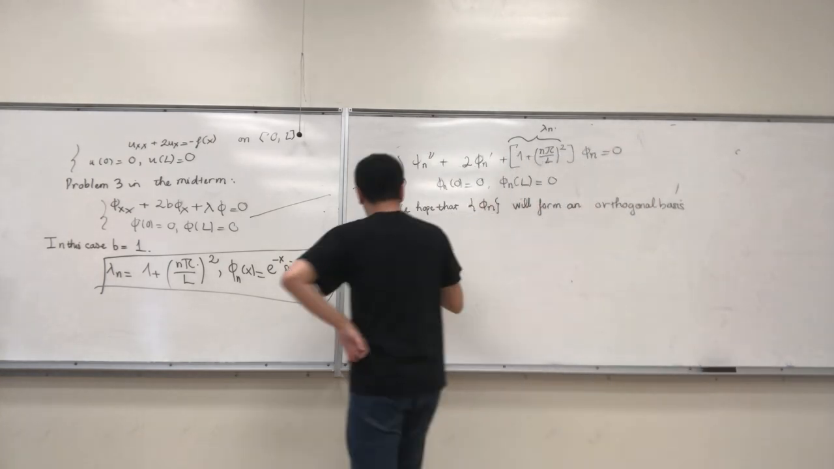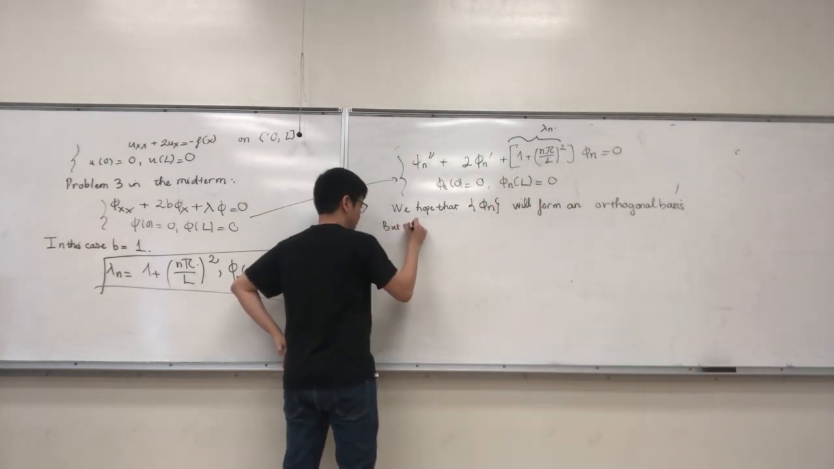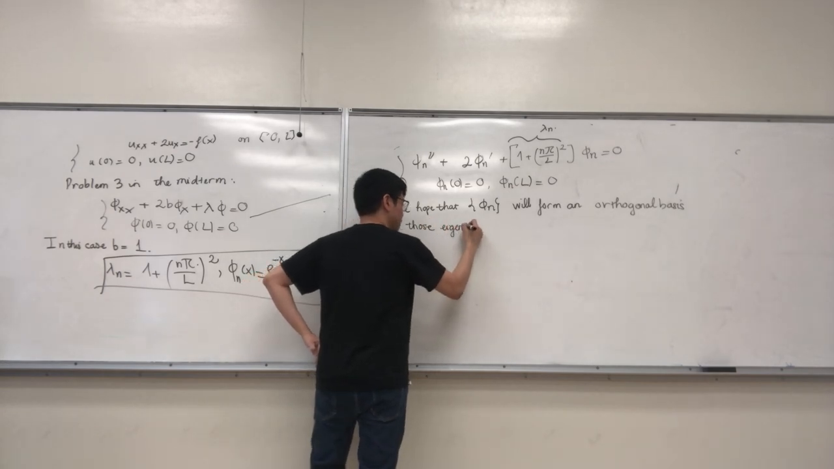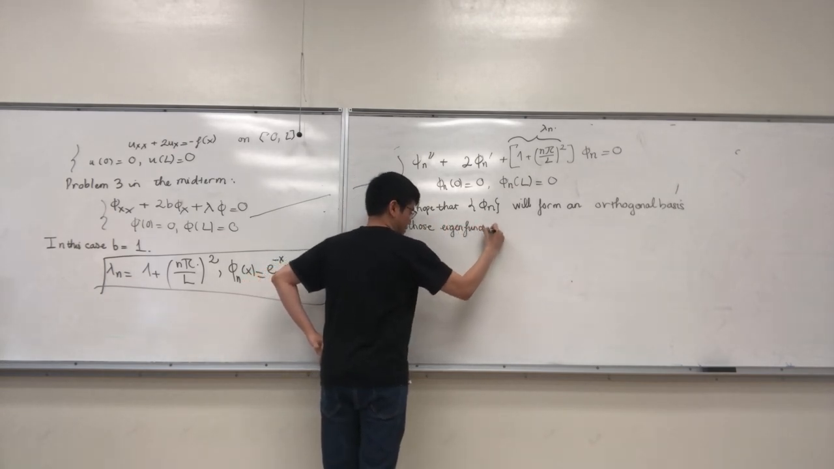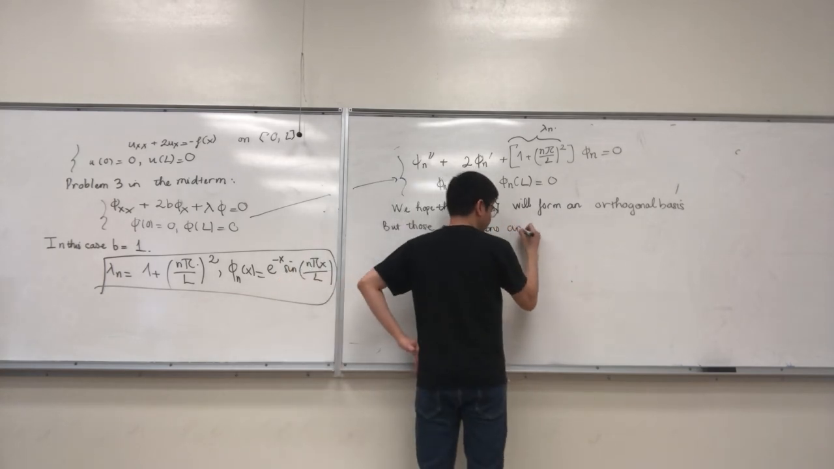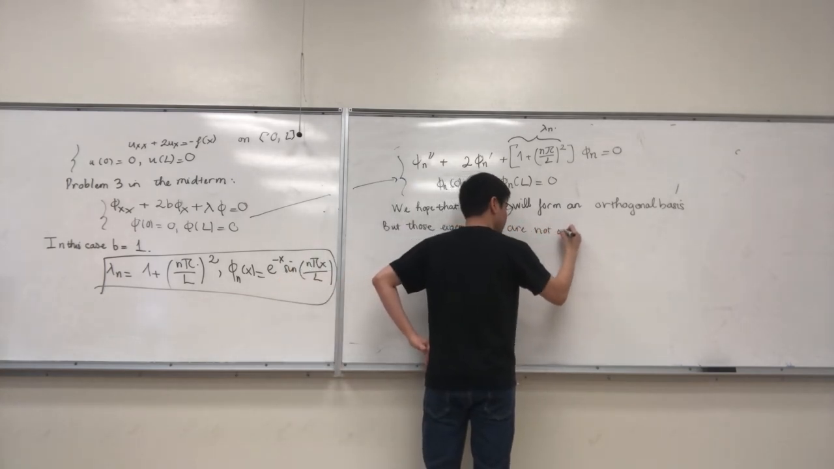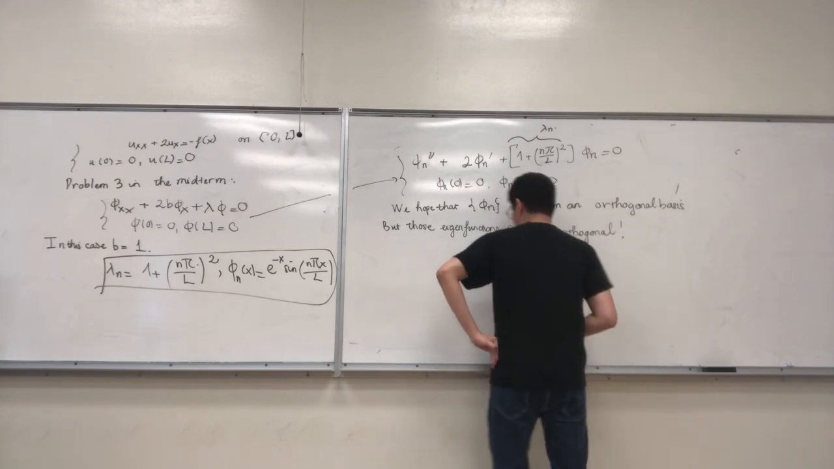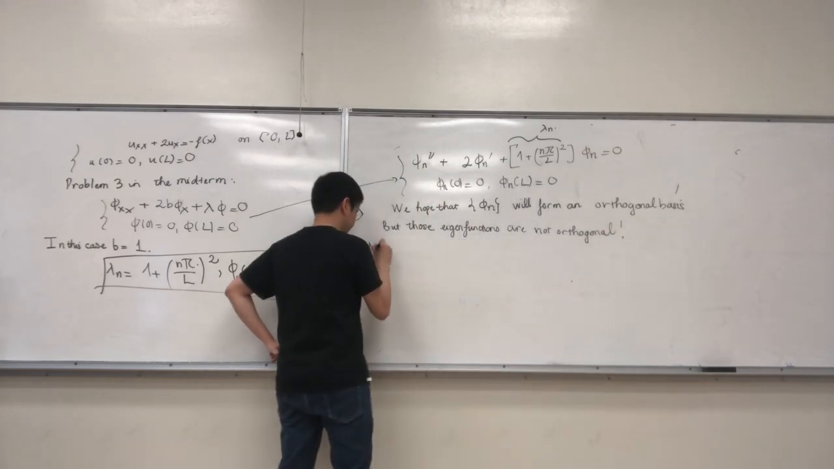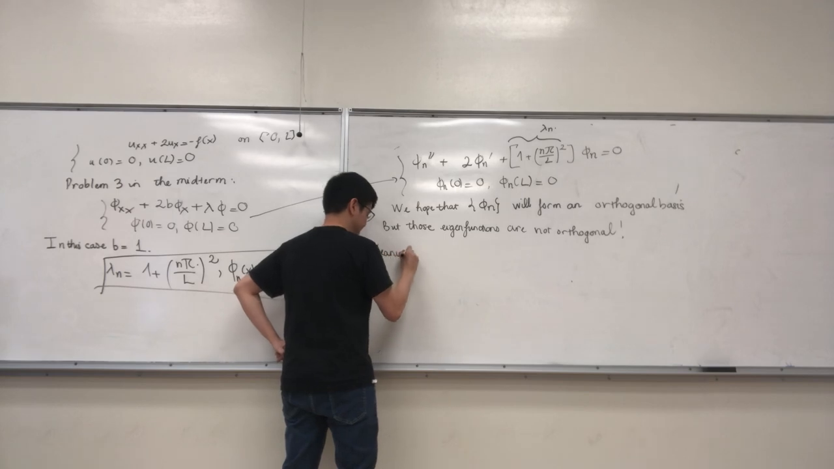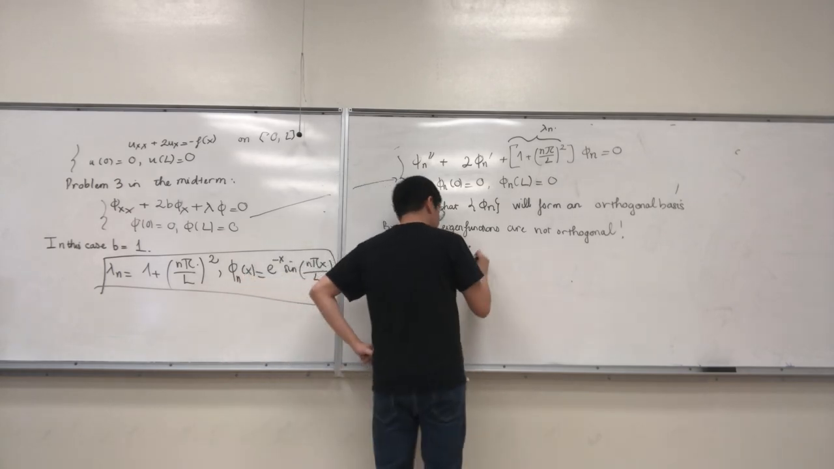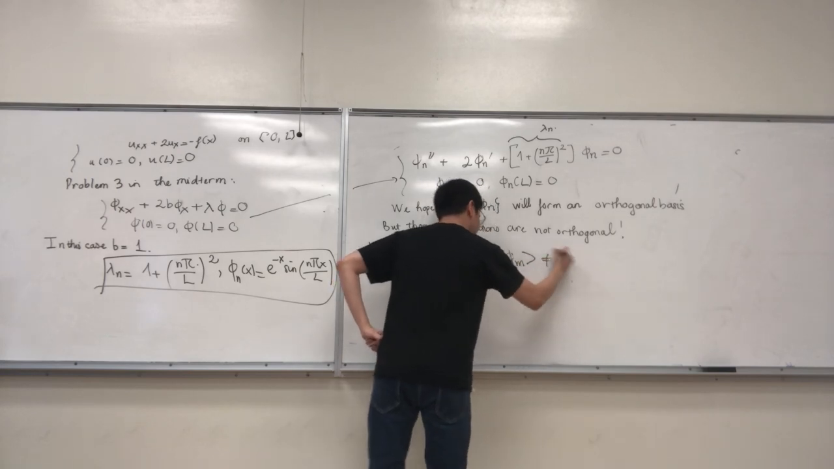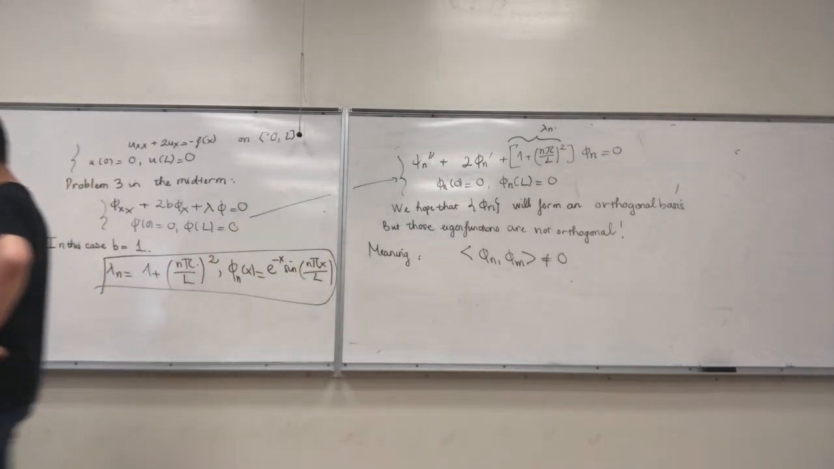So, but those eigenfunctions are not orthogonal. Right? Meaning that the inner product of phi n, phi m, will be different from zero. Alright?